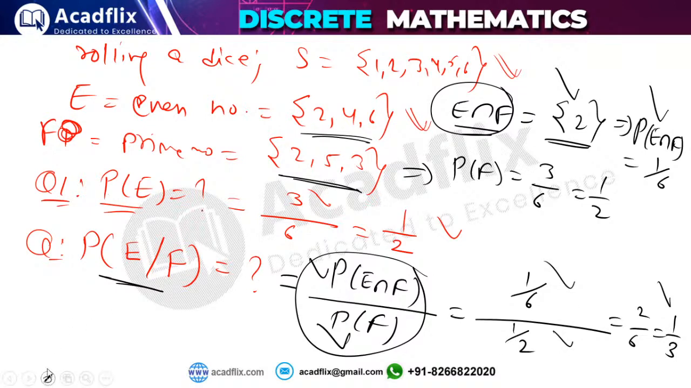Okay. Let me ask you the next question. The next question is the probability of F given that E. What is this? The probability of F given that E has happened. What is this?